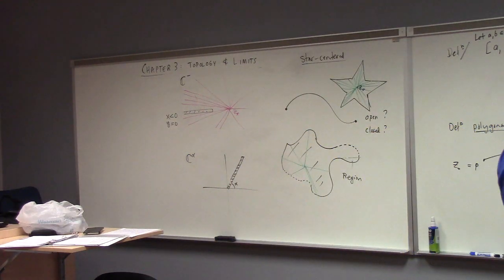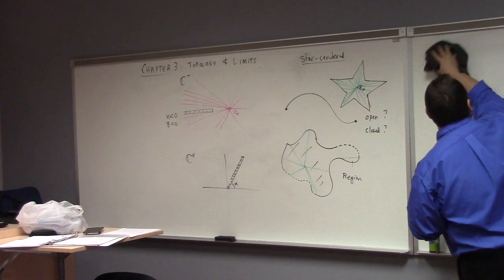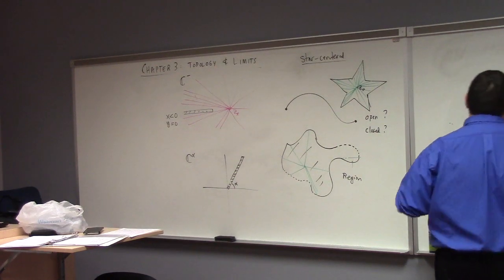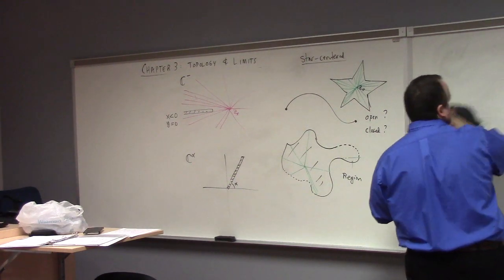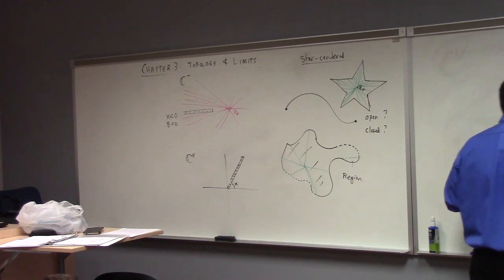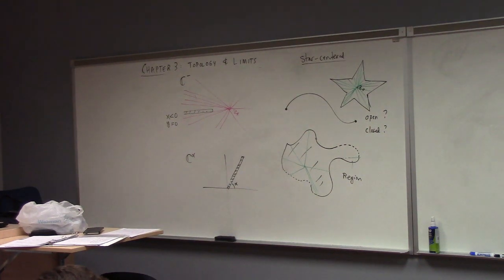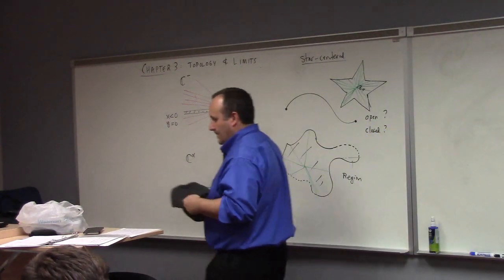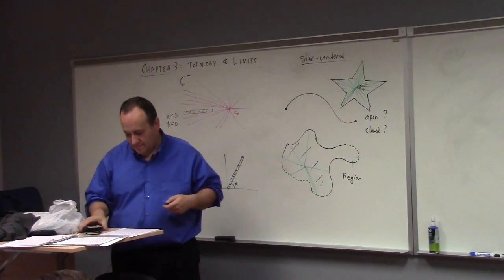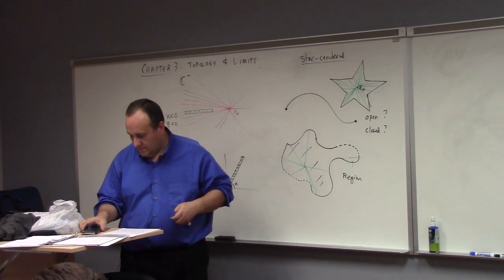Just to reiterate, the star-centered set is where you can draw from points, the star center, whatever you want to make it, to any other points in the set, such that the path is still a subset of the set you're working with. Correct, yep, that's it.